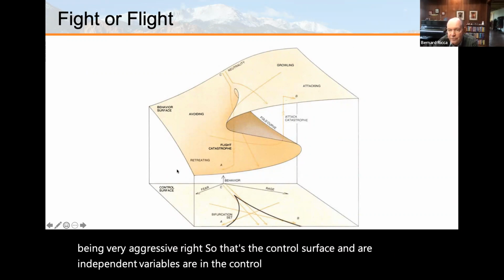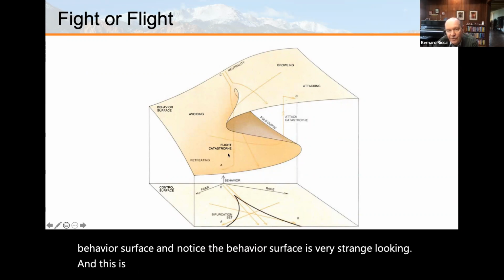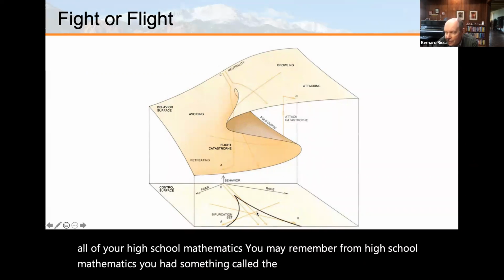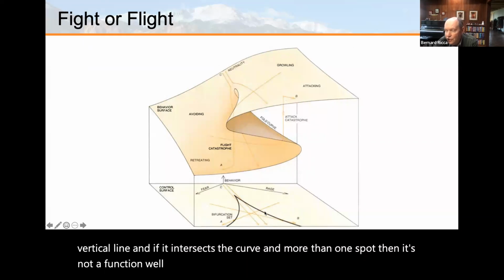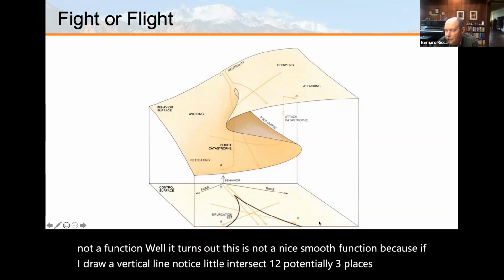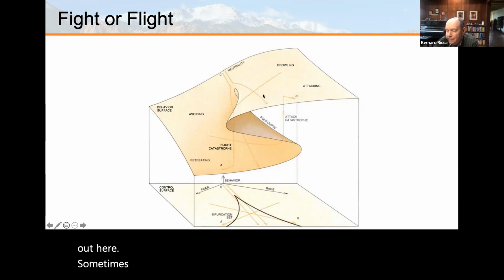We also then have a behavior surface, and notice the behavior surface is very strange looking. This is what catastrophe theory does that's different than, for example, all of your high school mathematics. You may remember from high school mathematics, you had something called the vertical line test. If you take a vertical line, and if it intersects the curve in more than one spot, then it's not a function. Well, this is not a nice smooth function, because if I draw a vertical line, notice it'll intersect 1, 2, potentially 3 places of this curve. Sometimes it only intersects the 1 out here. Sometimes it intersects the 3.